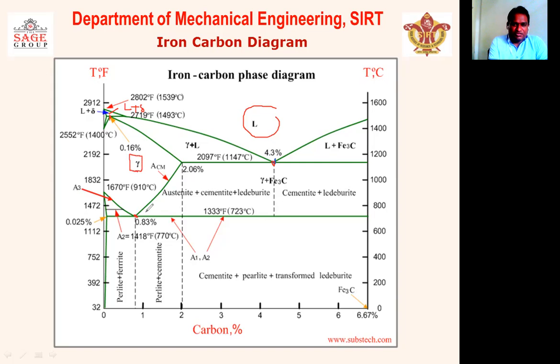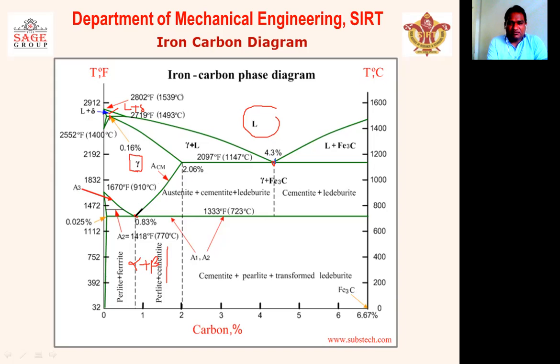Then below the eutectoid point, the phase available is alpha plus beta. Alpha means ferrite and beta means cementite, because we are increasing the percentage of carbon, and that is known as cementite. So alpha plus cementite.